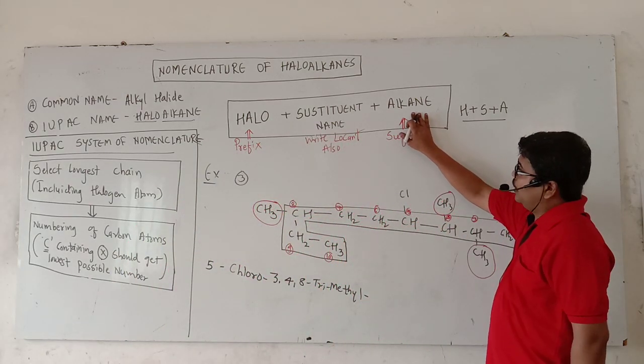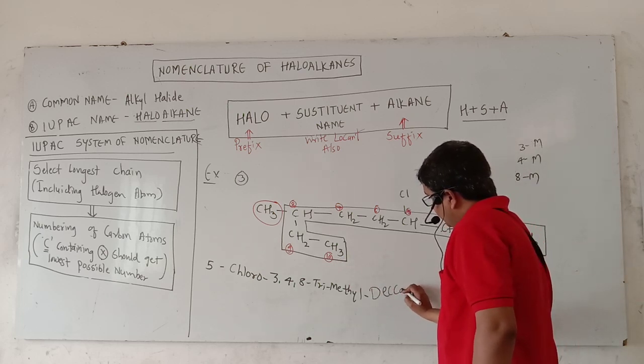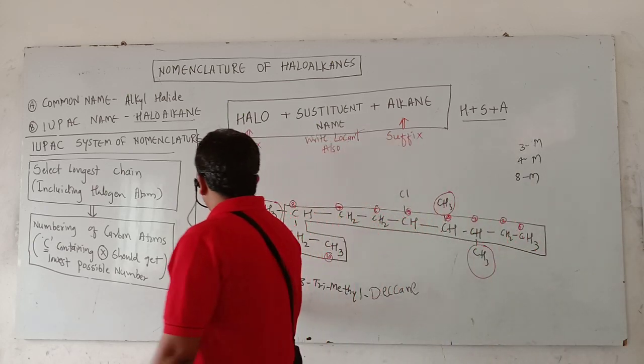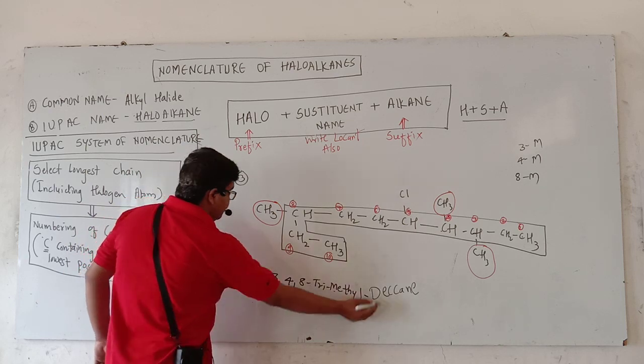Last is name of alkane. How many carbons? 10 carbons. So name of alkane will be decane. So the final name is 5-chloro-3,4,8-trimethyldecane.